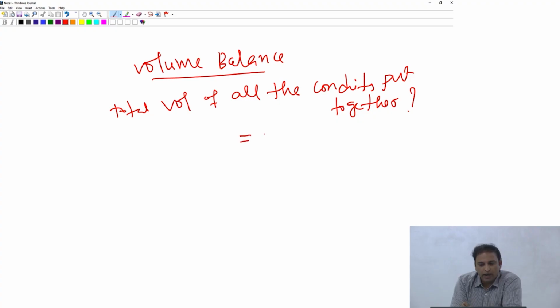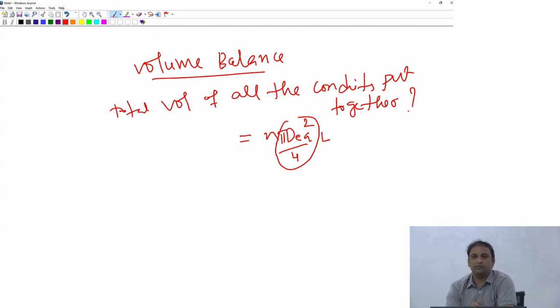That's going to be equal to n times d equivalent square into pi divided by 4, multiplied by L. That's the volume of the cylinder, pi d equivalent square divided by 4 multiplied by L, which is the volume of one pipe, multiplied by n, the number of pipes that I have. That is the total volume of all the conduits put together.